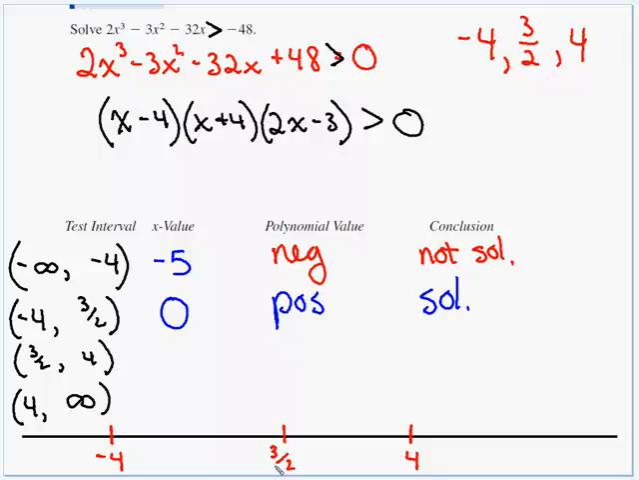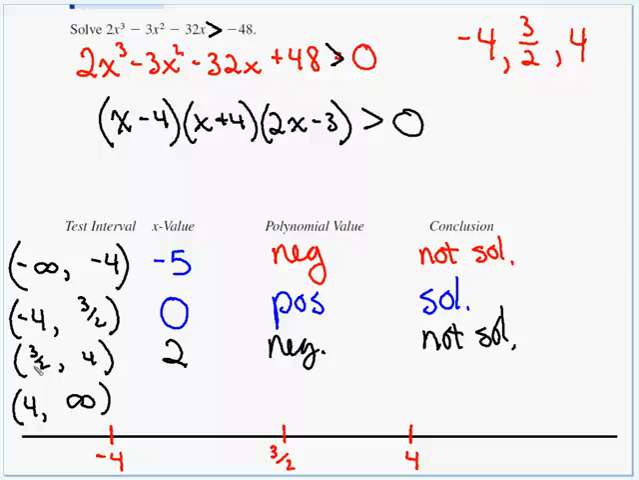Alrighty. Next interval, from 3 halves to 4. Good number in there is 2. If I plug a 2 in for this x, 2 minus 4 is negative. 2 plus 4 is positive. And in this last piece, 2 times 2 is 4, minus 3 is positive. So a negative times a positive is negative, and a negative times another positive is still negative. Is a negative number greater than 0? No, it's not going to be part of the solution. Negative, not part of the solution.